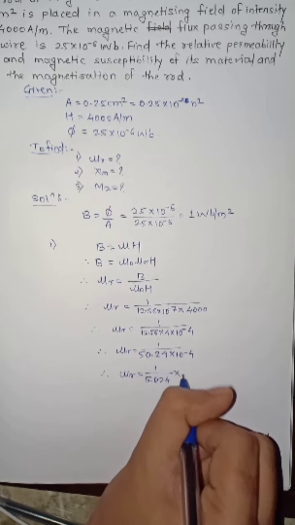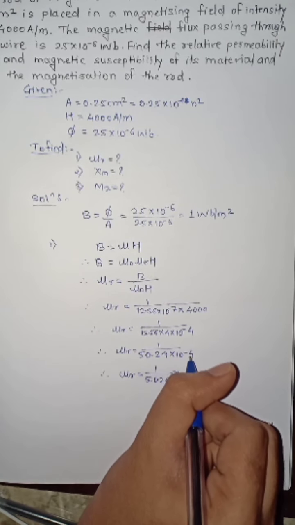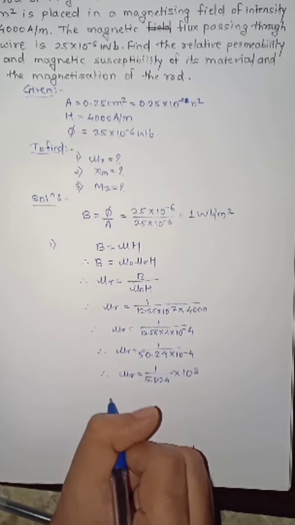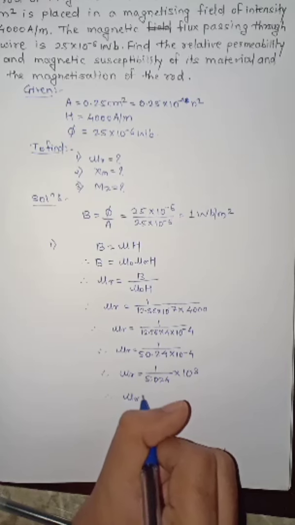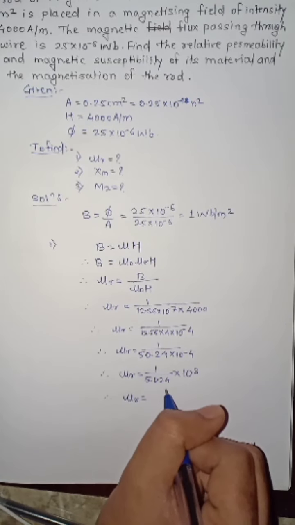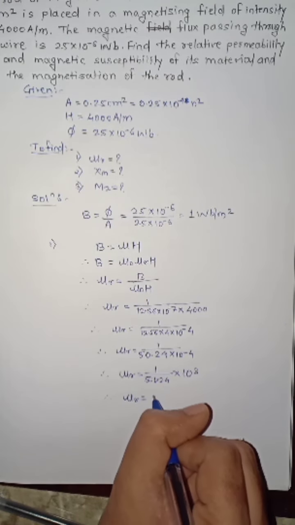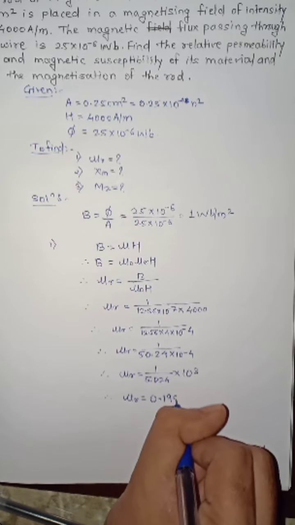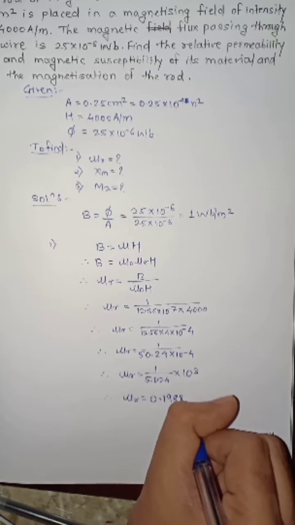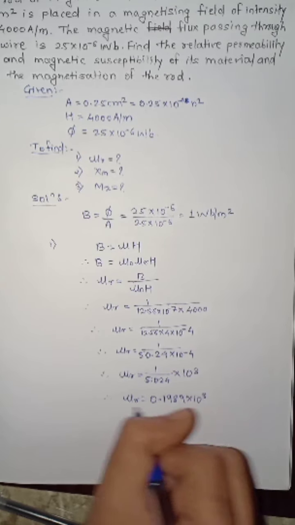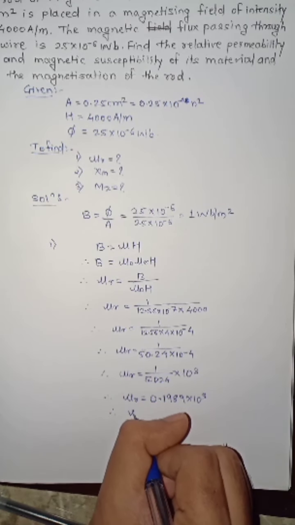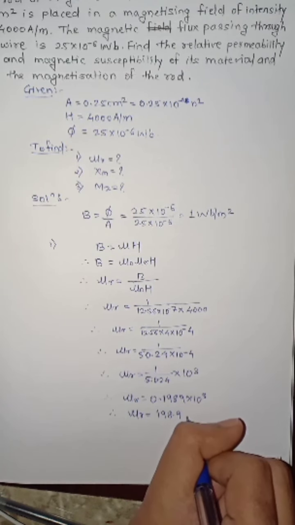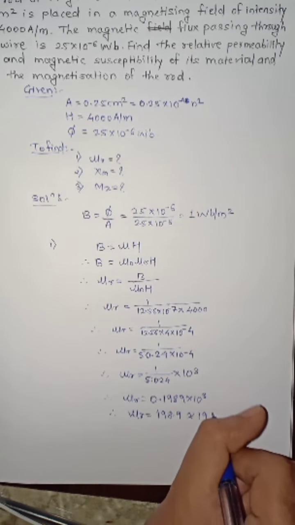5.024 into 10 raised to minus 4. Since the power is minus 4 below, the decimal point shifts by one place and above it becomes plus 3. So if you find out the reciprocal of 5.024, then you get here the answer as 0.1989 into 10 raised to 3. Therefore you get here mu r is equal to 198.9, which is approximately equal to 199.